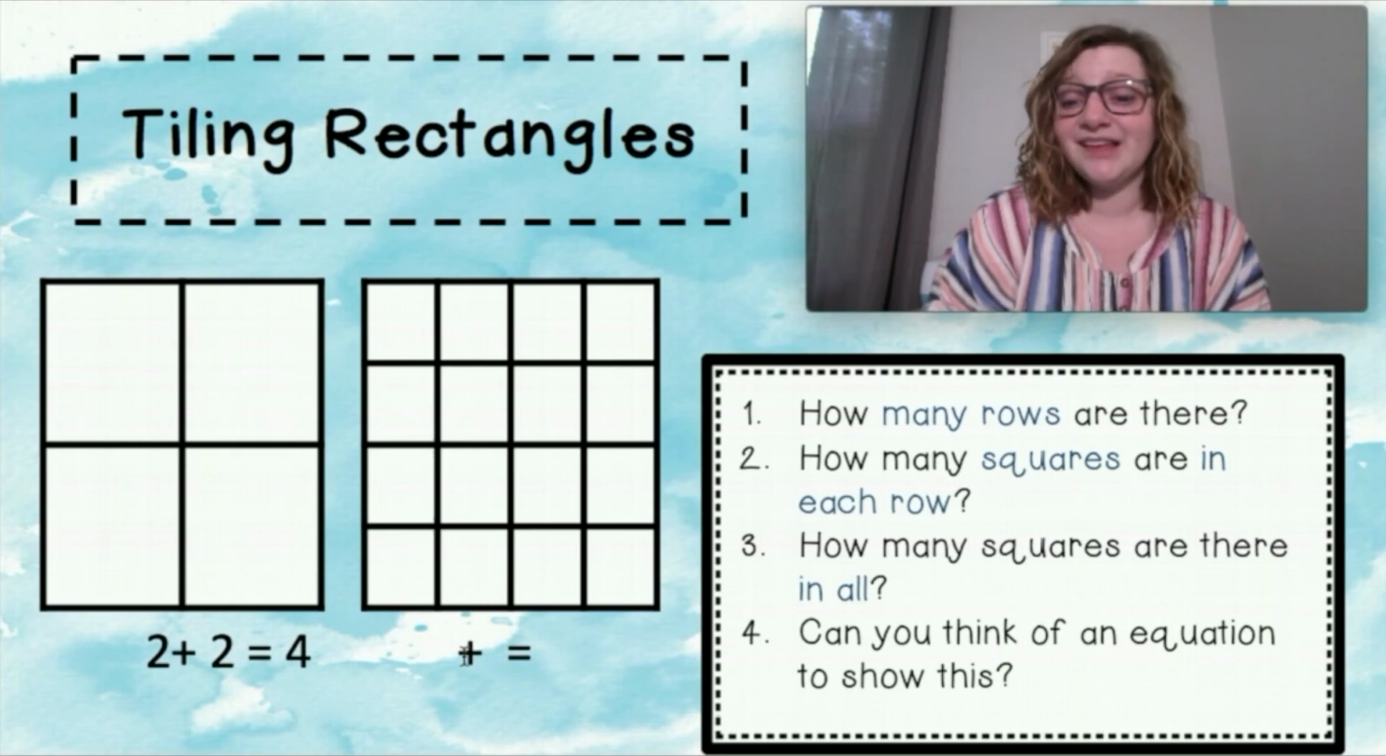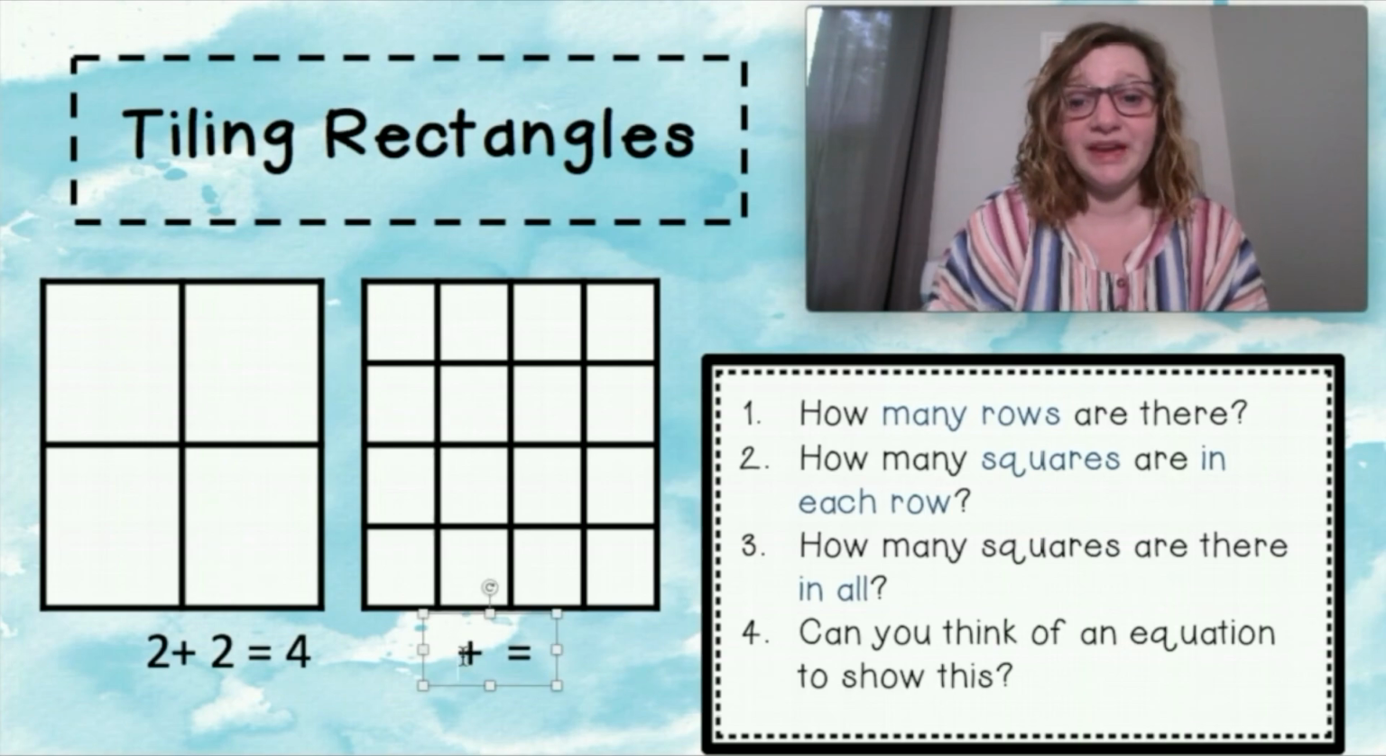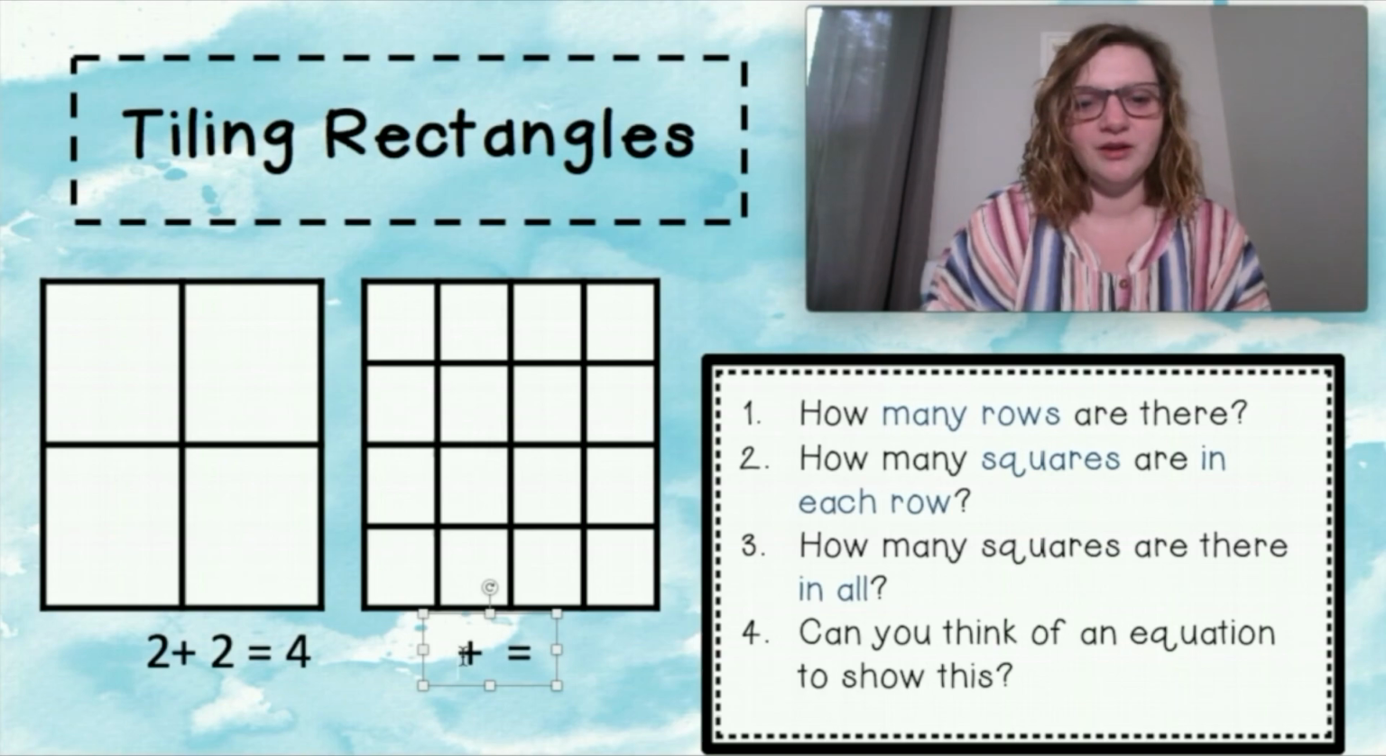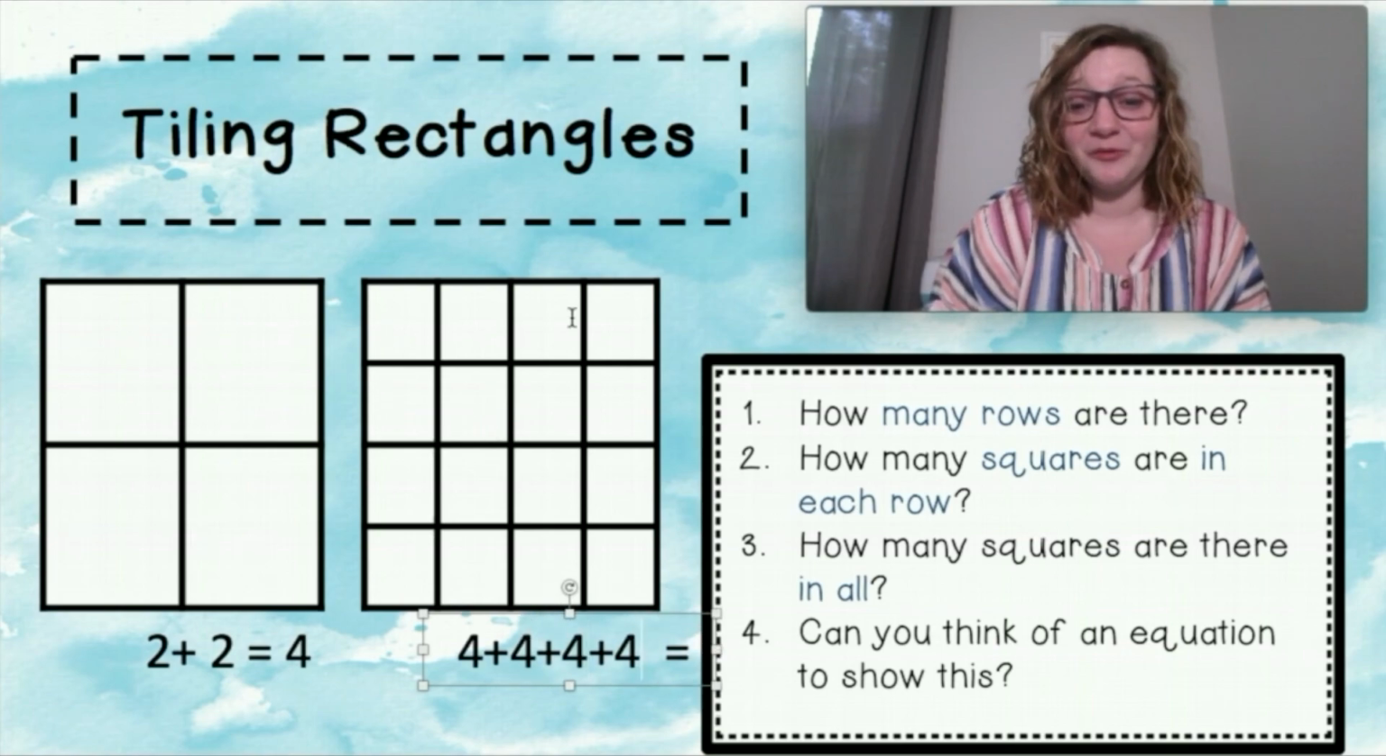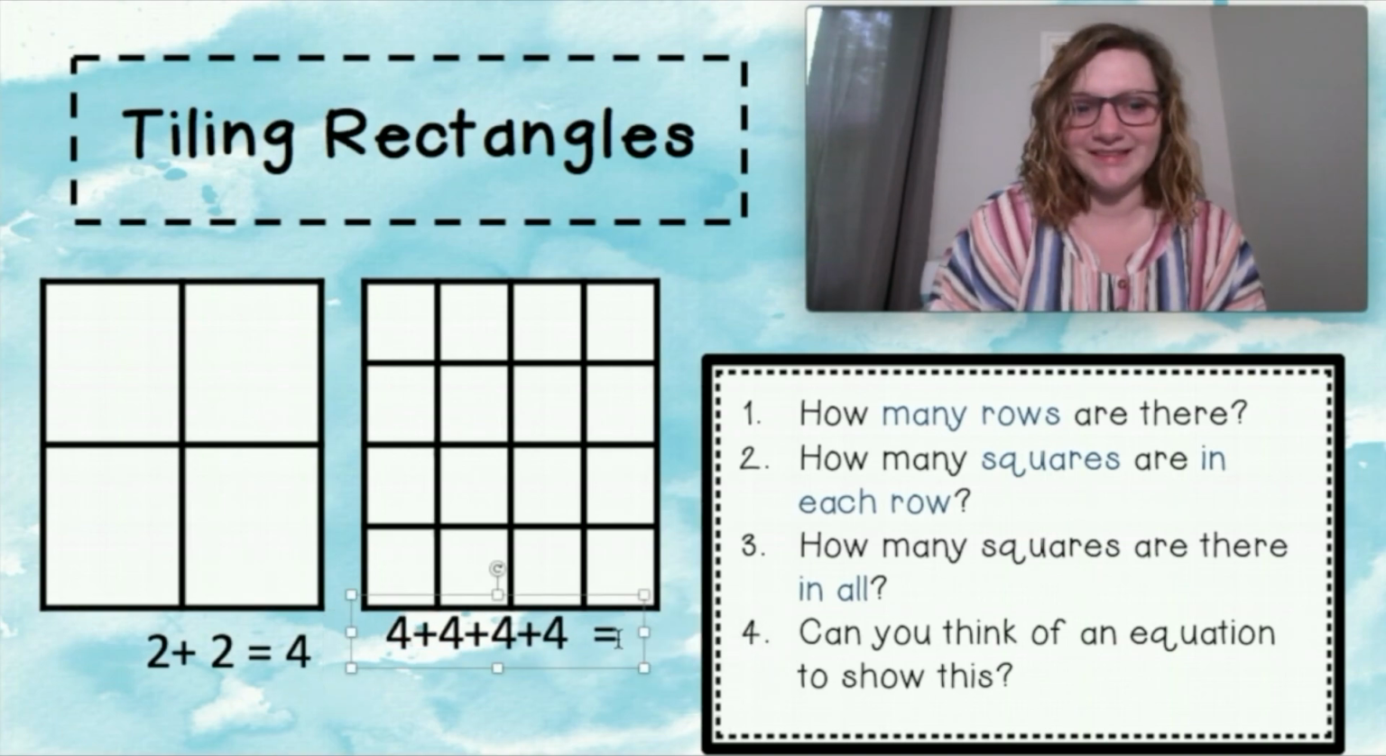Now our last question says, can you think of an equation? So think some repeated addition. Go back to our first question. How many rows are there? Well, there's 4 rows. And how many are in each row? That's right, 4 squares in each row. So we're going to add 4. And how many times are we going to add that 4? Let's see. I've got 4 plus 4 plus 4 plus 4. We're adding 4 times, and that gives me the total of 16.